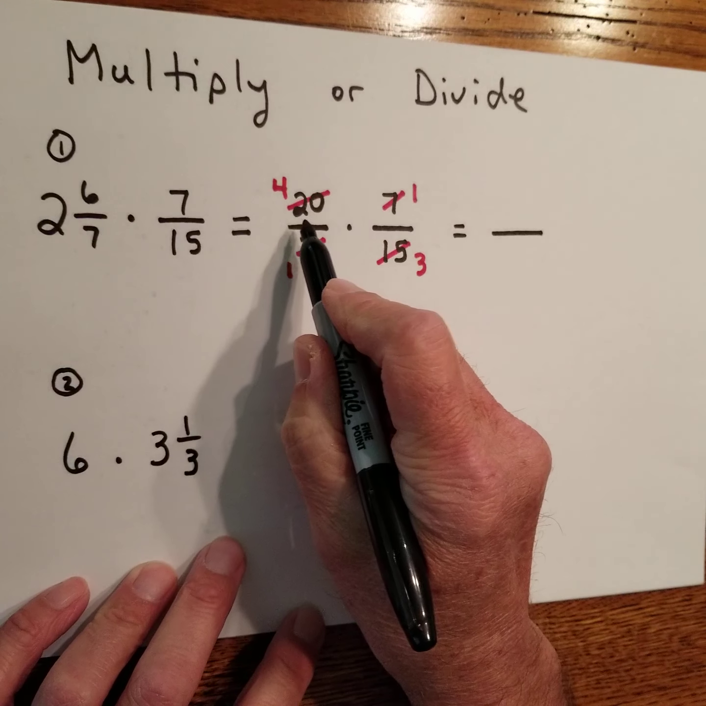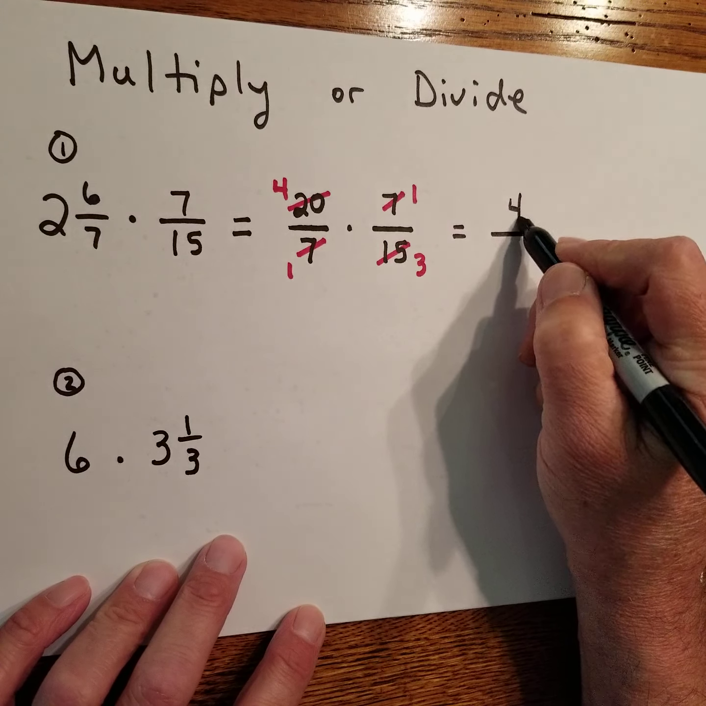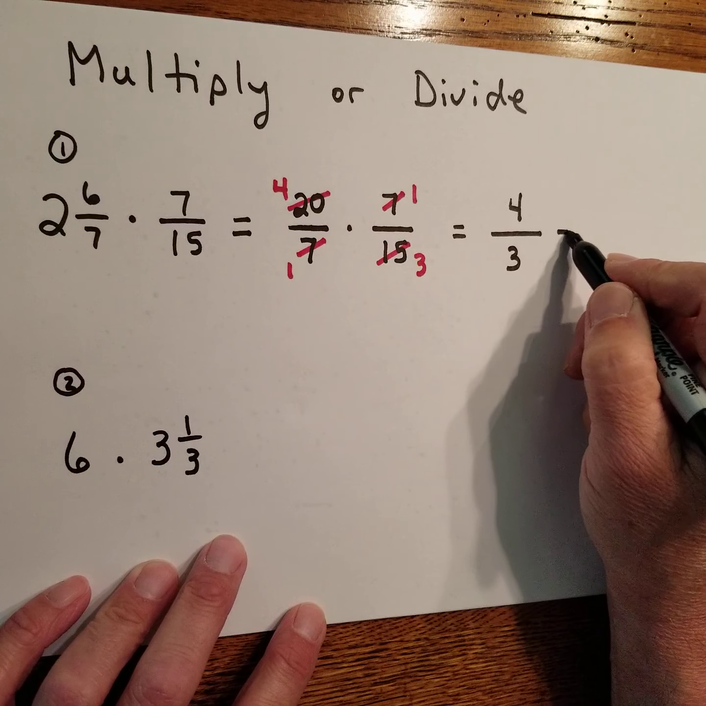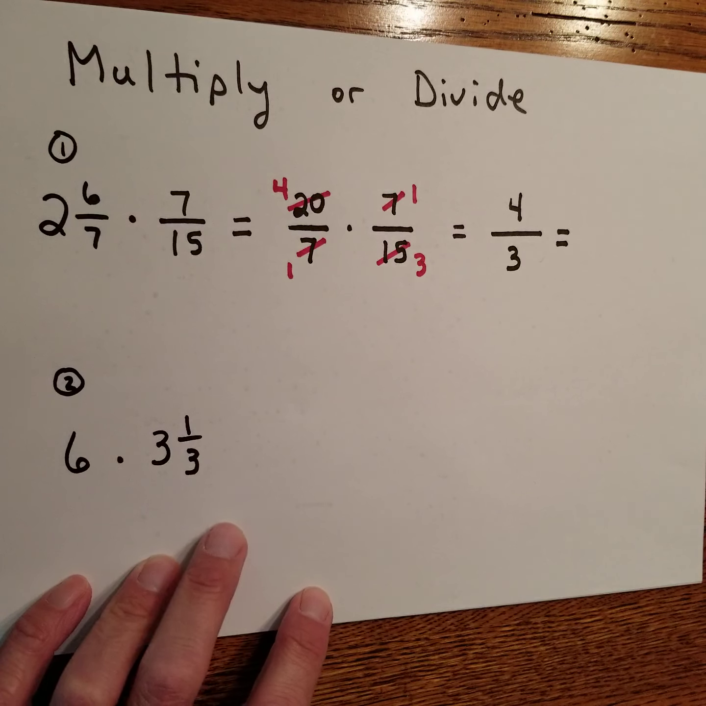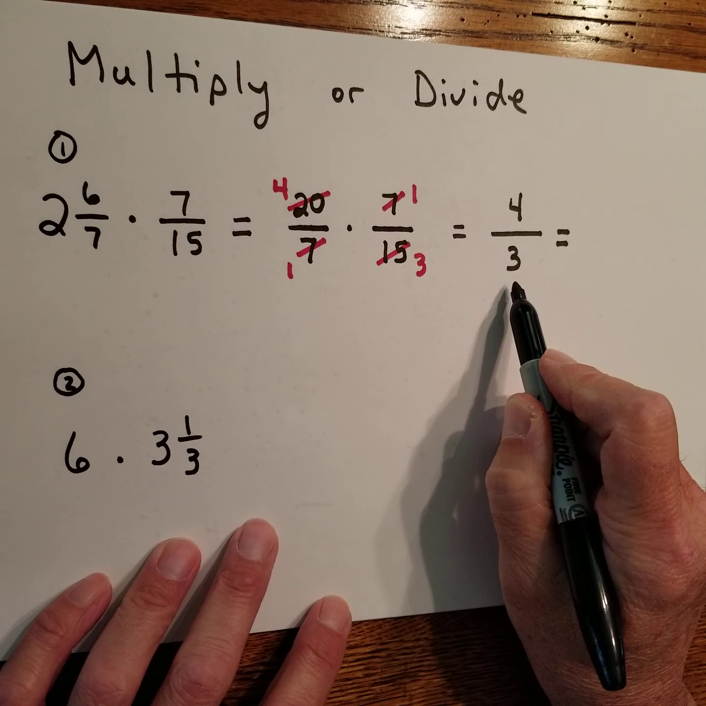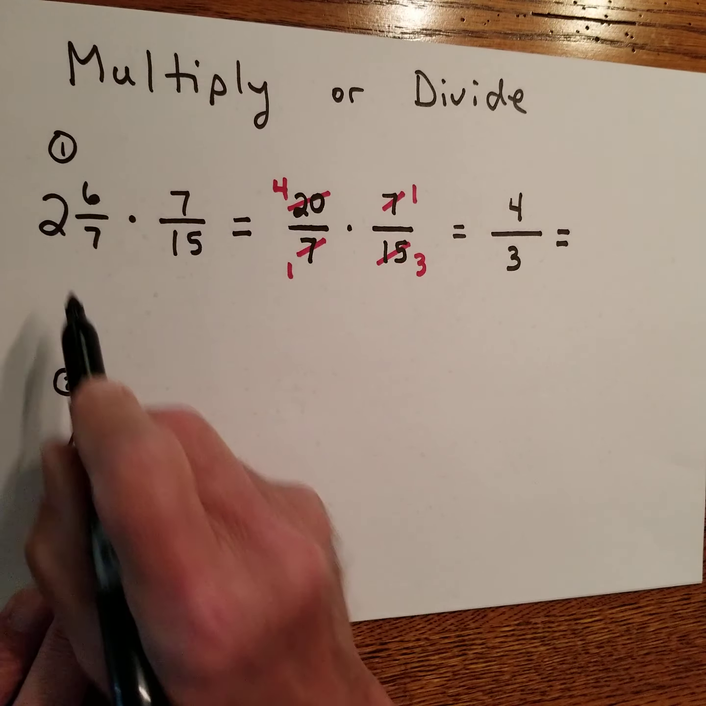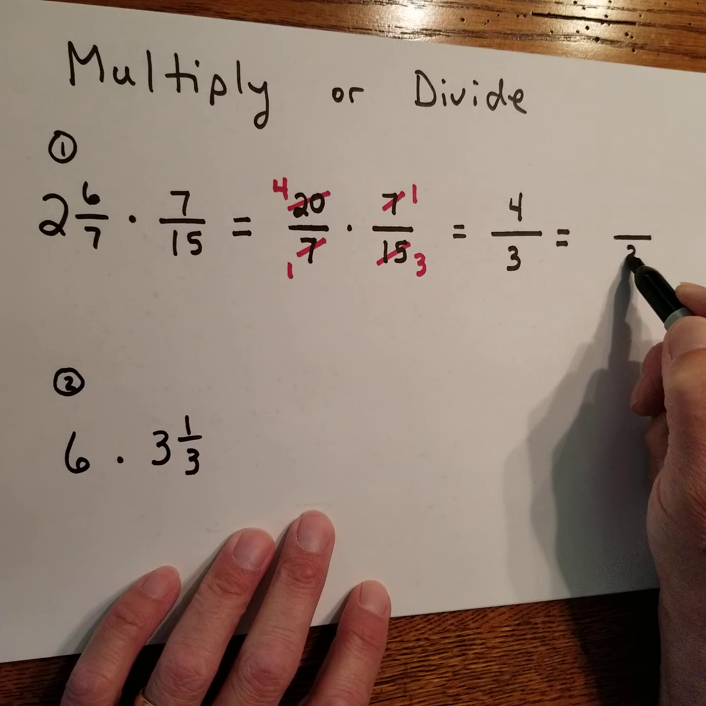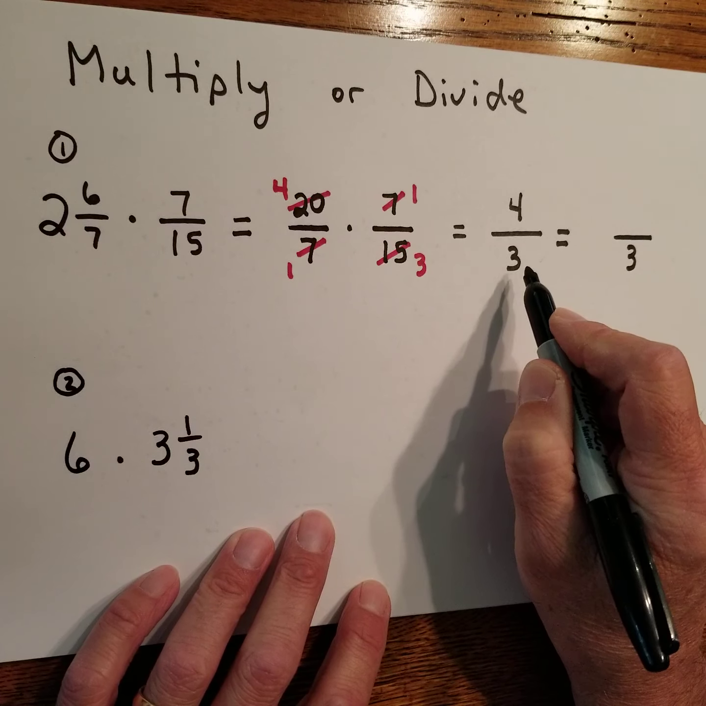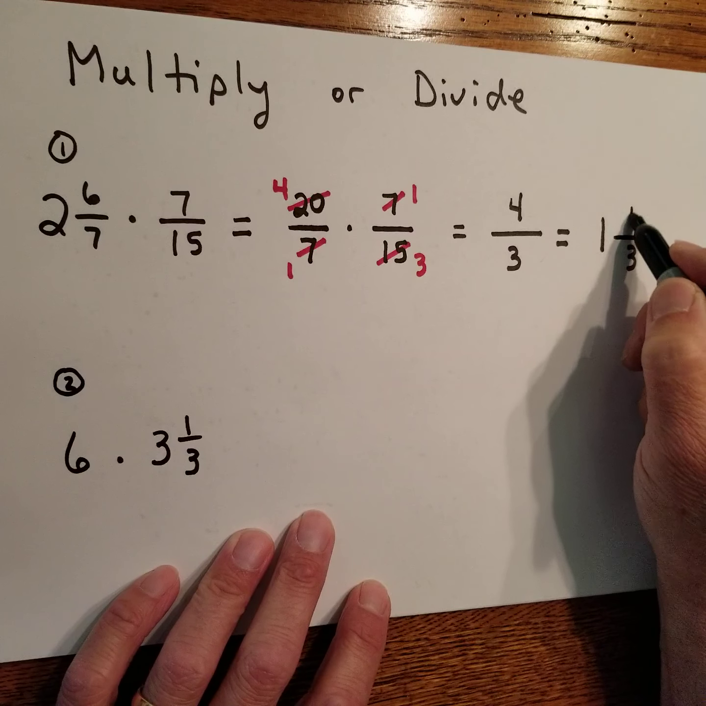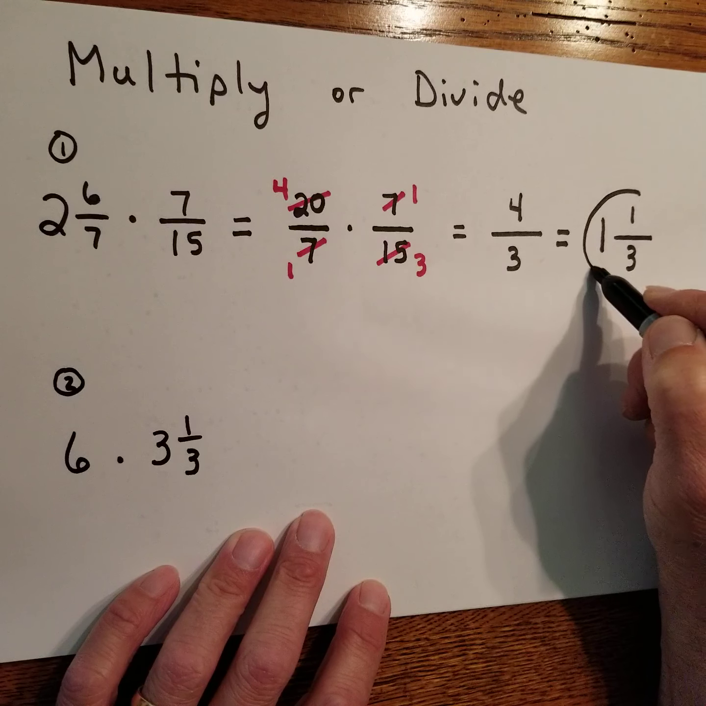Multiply the numerators, 4 times 1. Multiply the denominators, 1 times 3. And for these problems, if my final answer is an improper fraction, I'm going to change it back into a mixed number. So keep that common denominator. How many times does 3 go into 4? With 1 left over. Perfect.